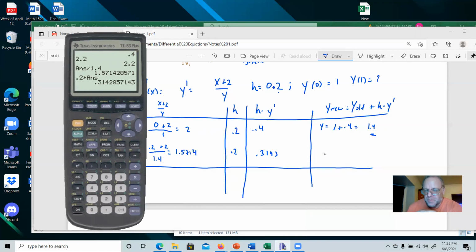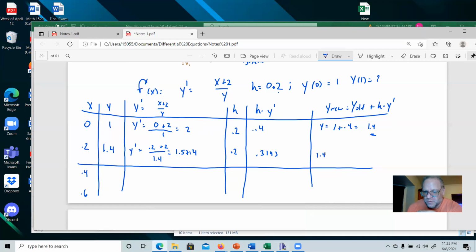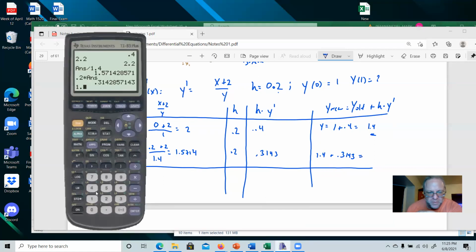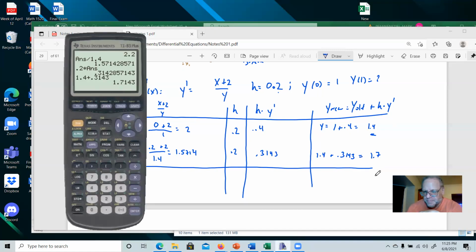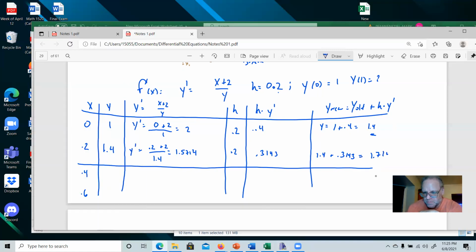And now we're going to say, well, what's our old Y? Our old Y was 1.4 plus 0.3143. And what are we ending up with here? We end up with 1.4 plus 0.3143, and we ended up with 1.7143. So my new X is 0.2 more, and my new Y is 1.7143.